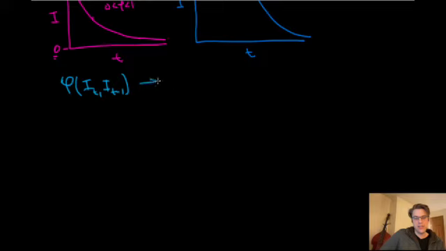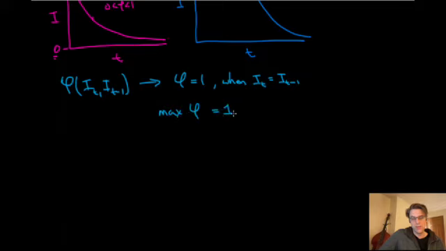And we would like phi to have these properties. We want that phi is equal to 1 when it is equal to it minus 1. We would also like the maximum value of phi to be 1. And we would like phi to be symmetric. So we don't care if it goes up or goes down. Phi should change by the same amount if it changes relative to it minus 1.